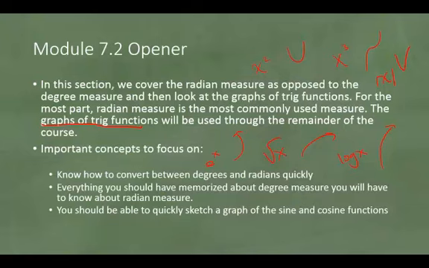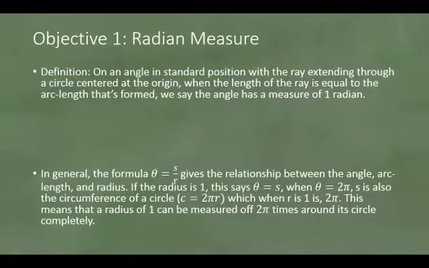You're going to need to know how to convert between degrees and radians. Again, for the most part, we'll be using radians, so if you're given degrees, you need to know how to go to radians. Everything you have memorized so far about degree measure, you're going to have to memorize again about the radian measure. So if you know sine of 30 is 1/2, you should also know what sine of pi over 6 is once we get to that. It turns out to be the same, 1/2. You should be able to quickly sketch a graph of the sine and cosine functions, and we'll look at that in a second.